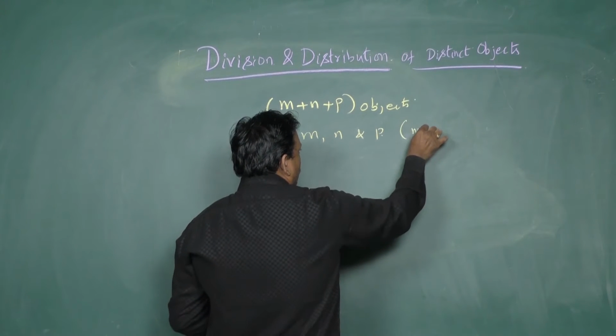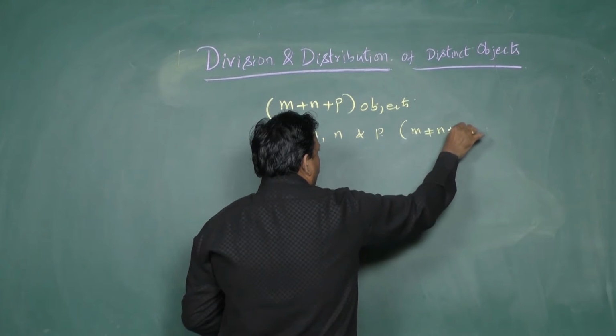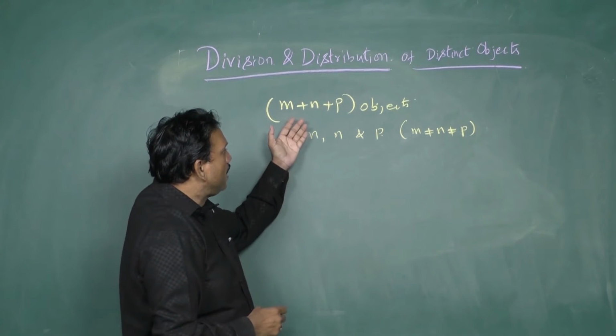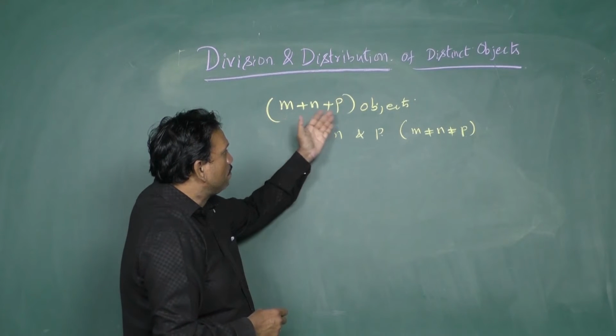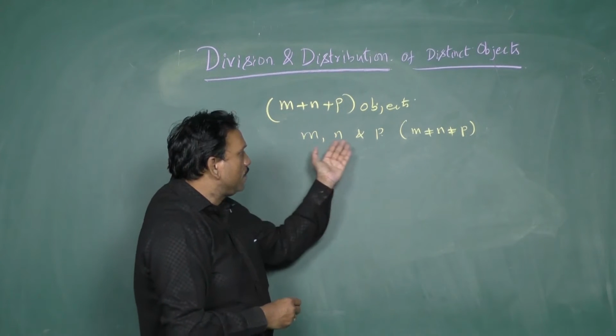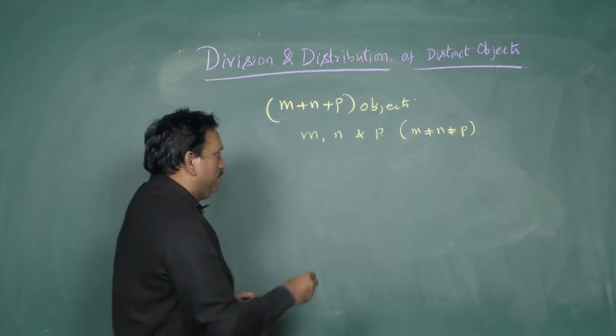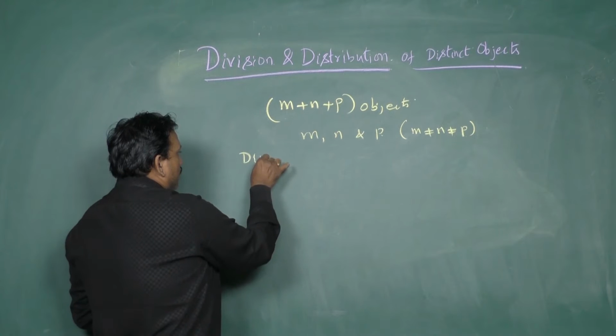All these are not the same, m not equal to n not equal to p. That means we have to divide and distribute m plus n plus p objects into three different group sizes. To do this, first we go for division.